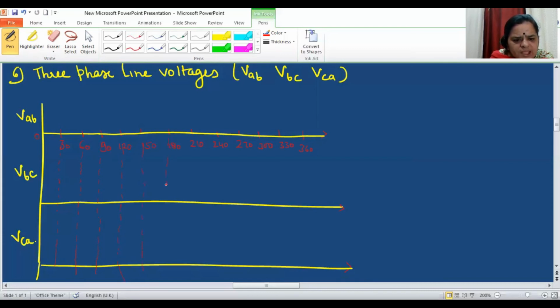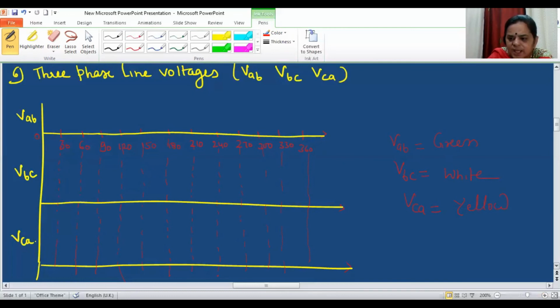Dear friends, when you make these waveforms with a proper scale or on graph paper, they will have exactly the same dimensions. Here I am drawing the waveforms freehand. So we have extended up to 360. Now my dear friends, VAB I will plot with green color. VBC, just to show the difference, I will plot with white color. And VCA I will plot with yellow.